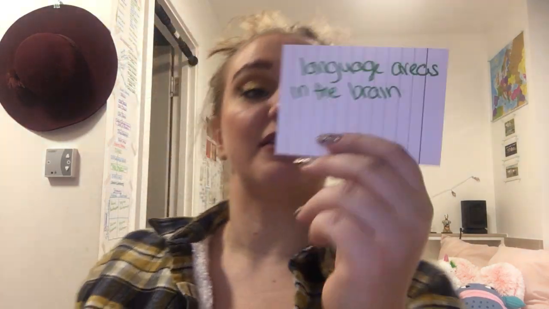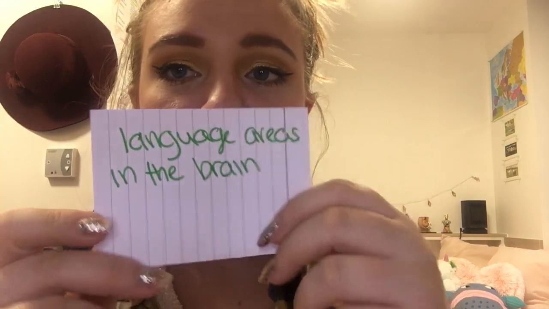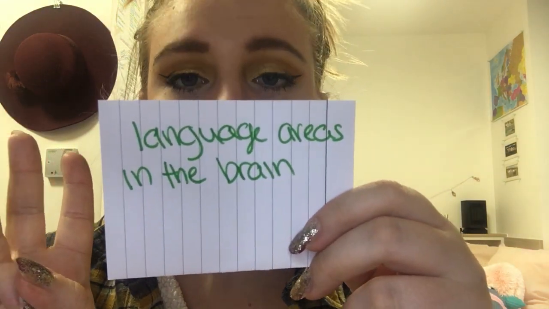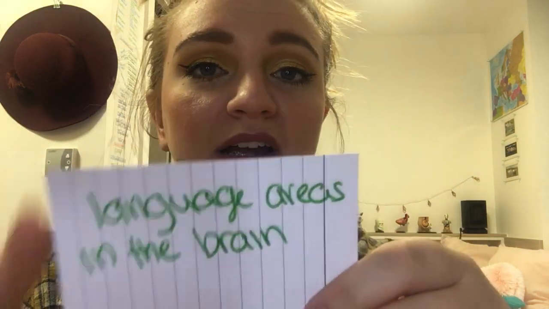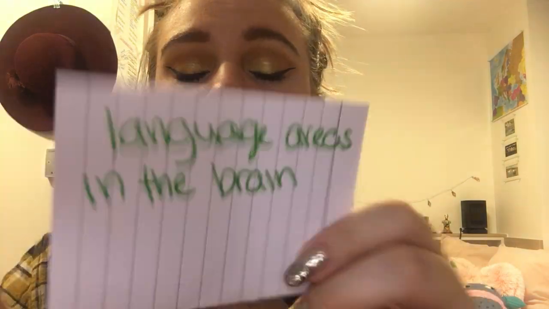So let's review the language areas in the brain, the 3 of them. So there's the Wernicke's area, there's the Broca's area, and there's the arcuate fasciculus. Those are the 3 language areas.